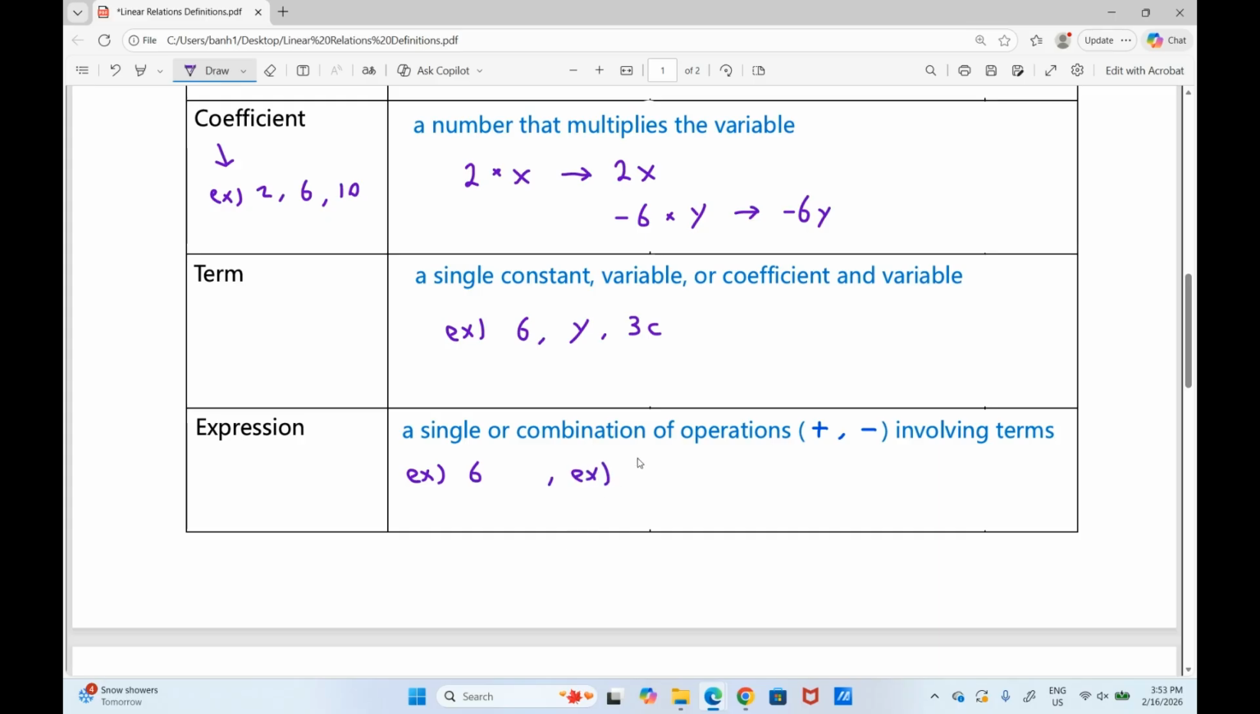Another example could be 6 plus y. That could be an example. Now I have two terms together. Notice for an expression I could have multiple terms involved. And another example could be 6 plus y minus 8d. That is also an expression. In this case, I would have three terms, but I can have multiple terms in an expression as long as they're separated by plus or minus symbols.